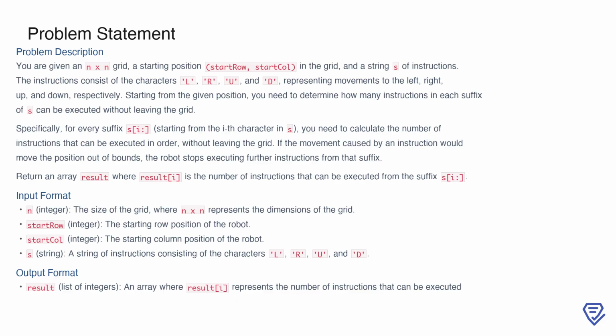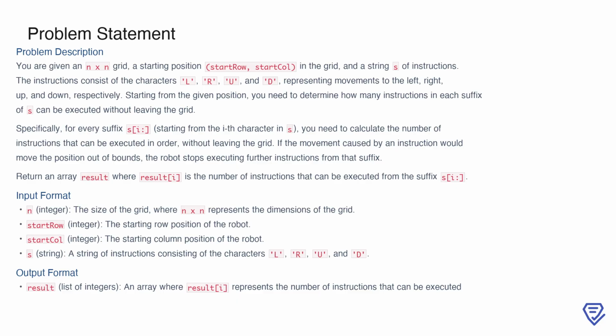In this problem, we are dealing with a grid of size n x n, and we are given a starting position within this grid, represented by startRow and startCol. The task involves a string of instructions, S, where each character represents a movement direction. Specifically, L means move left, R means move right, U means move up, and D means move down. Starting from the given position, the goal is to determine how many instructions from each suffix of the string can be executed without moving out of bounds.